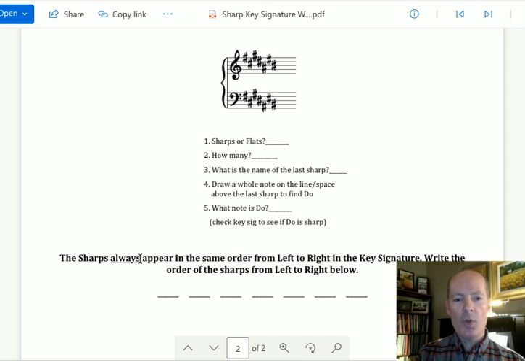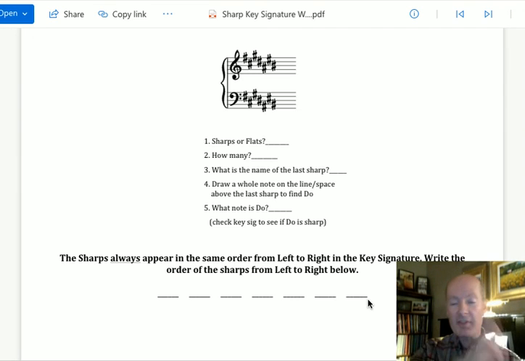Sharp signs always appear in the same order from left to right. This order: F, C, G, D, A, E, B. You will give those letters here from left to right, showing the order of sharps from left to right. All right, so given this information, hopefully you can find any sharp sign key signature. And if you have questions, ask your neighbor for help. All right, good luck.